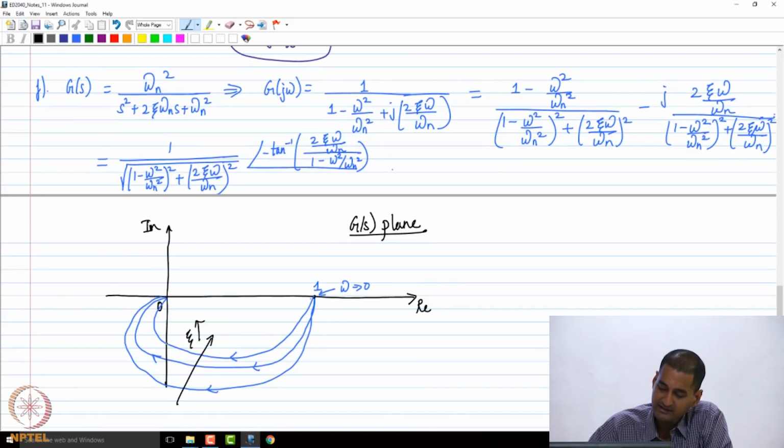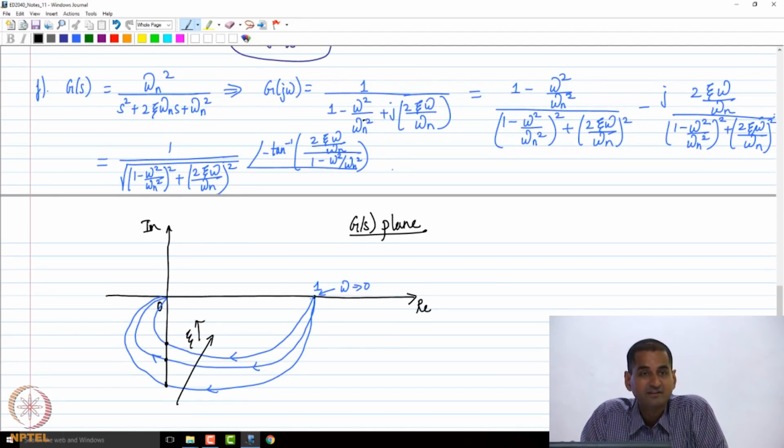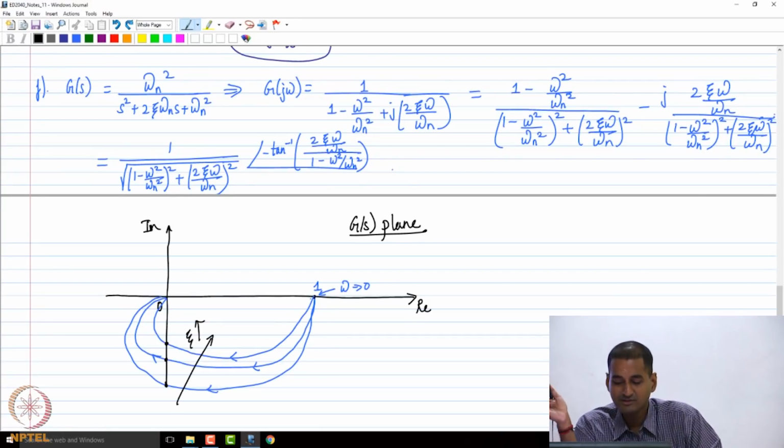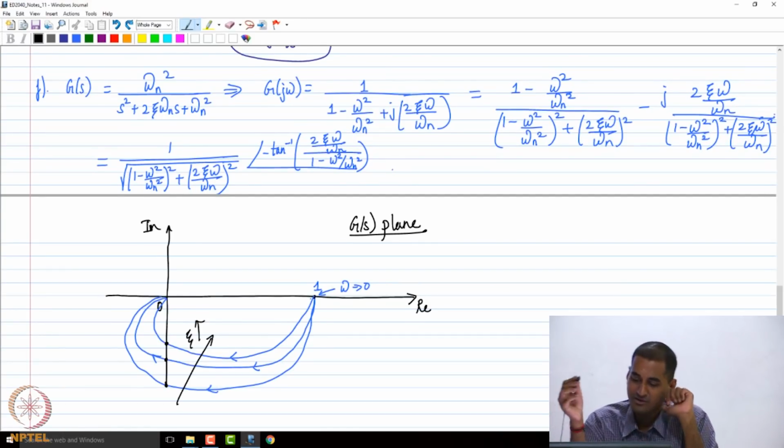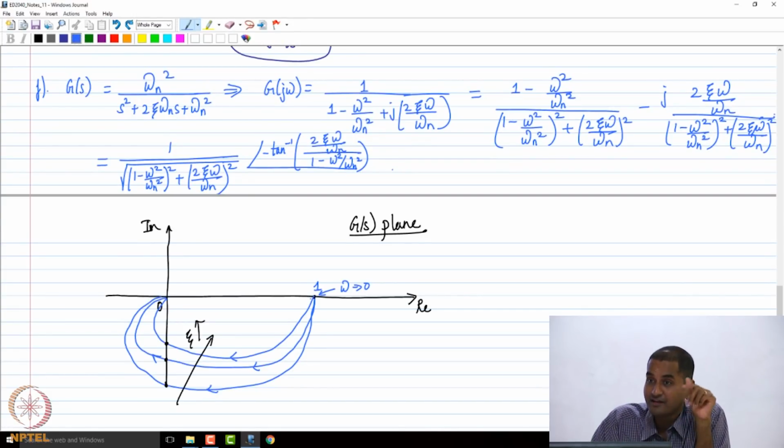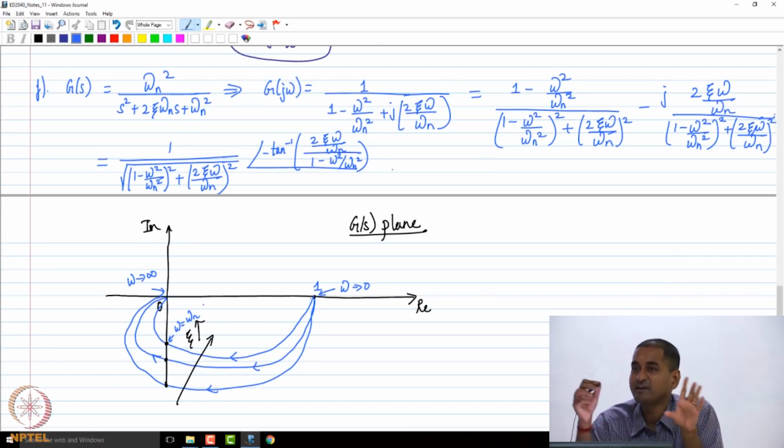It cuts the imaginary axis when omega equals omega n, because you can immediately see that at omega equals omega n the real part is 0. If you look at the real part for any value of zeta at omega equals omega n, the real part is 0. So all curves cut the imaginary axis at omega equals omega n. This is what happens at omega tends to infinity, but these are the points where omega is equal to omega n. Omega equals omega n is the corner frequency, if you remember, in the Bode plot.